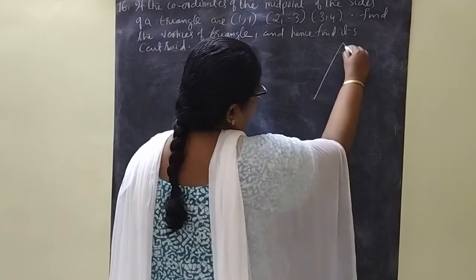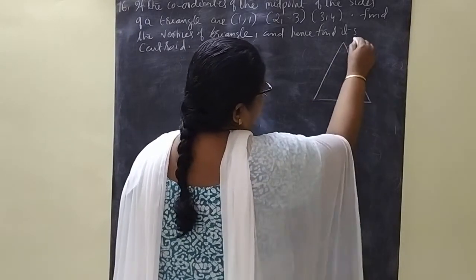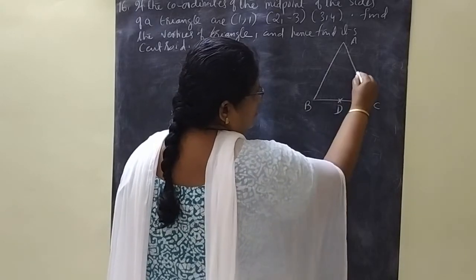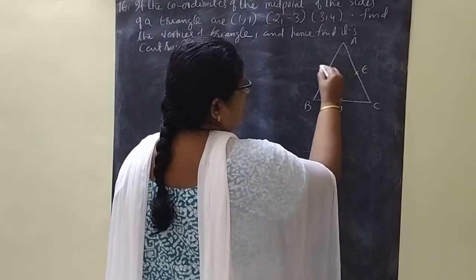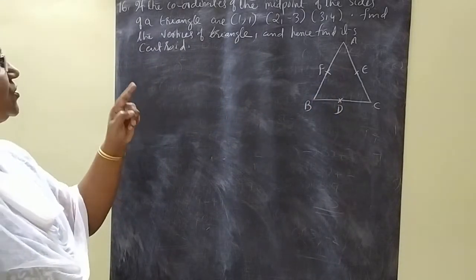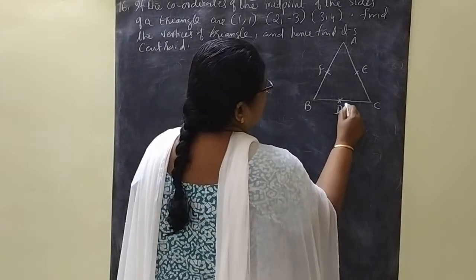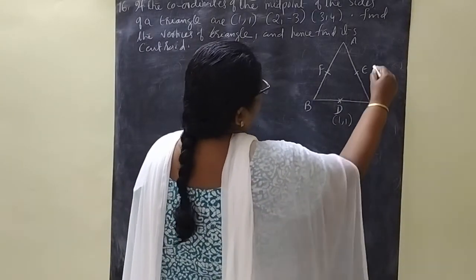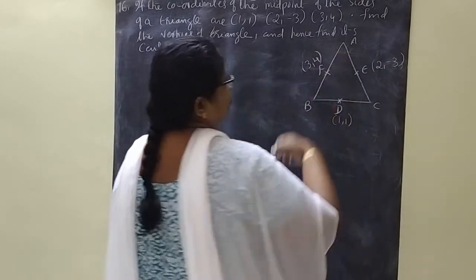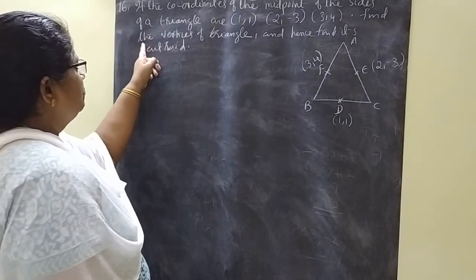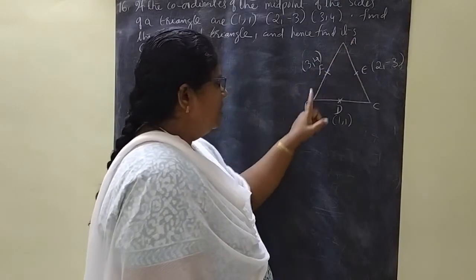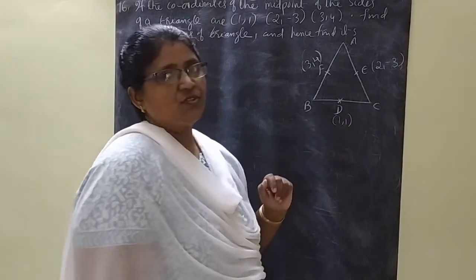So just draw a figure, a triangle ABC. This midpoint is D, this midpoint is E, this midpoint is F. Midpoints of the sides of the triangle are (1, 1), (2, -3) and (3, 4). Question is, find the vertices of the triangle. We want what is A, what is B and what is C.